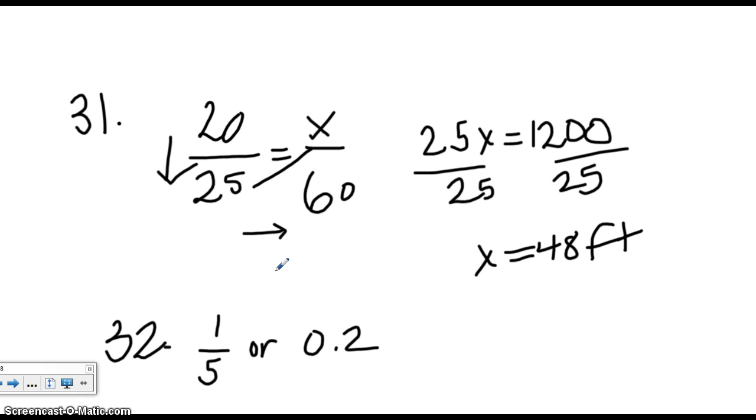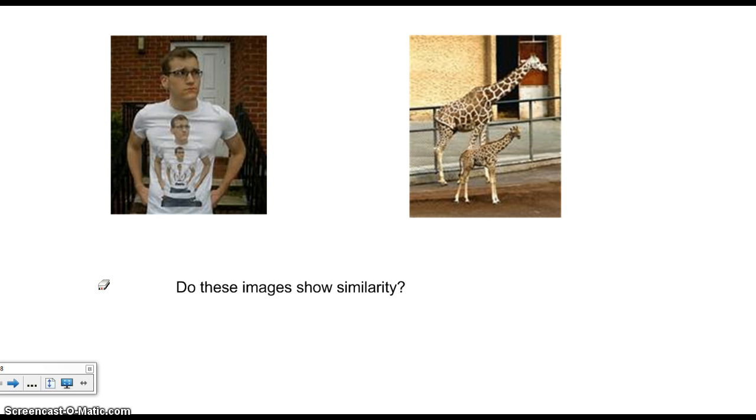Then it said to find the length and width of JKLM. The length is 8 centimeters and the width is 2 centimeters. As we look more closely now for our pre-AP packet at similarity, the question is, do these two images show similarity?